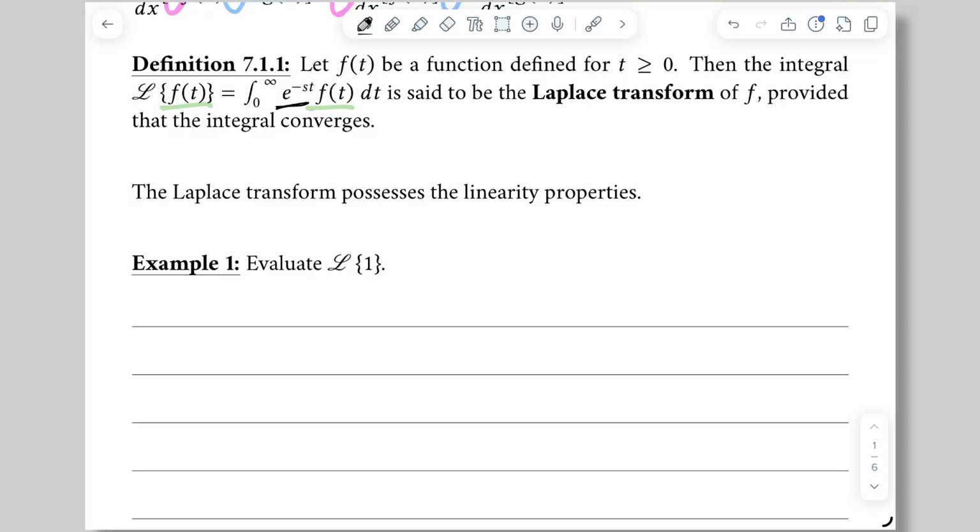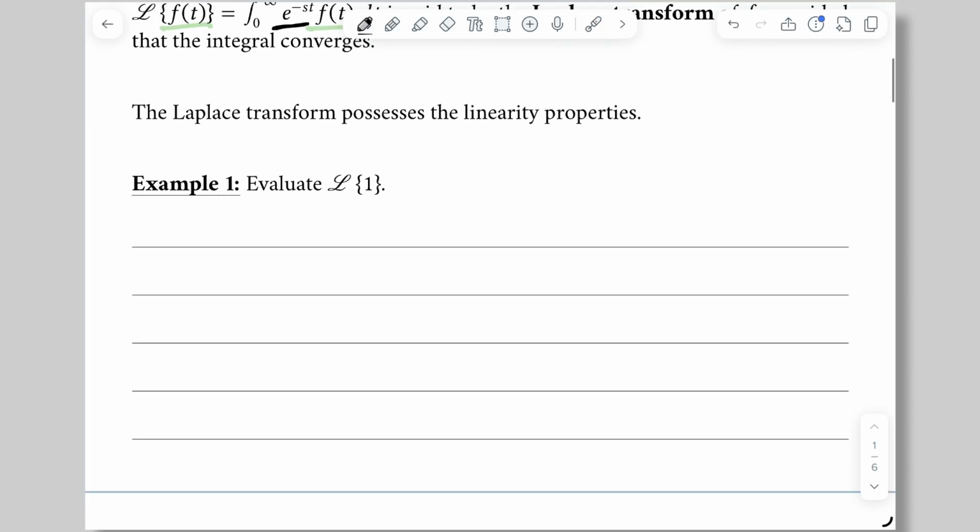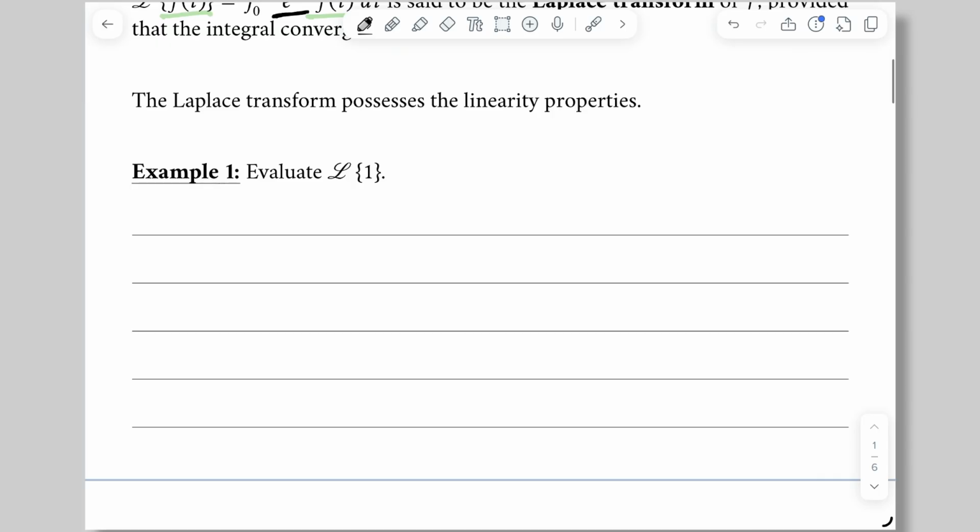The e to the negative st is part of the definition of the Laplace transform. Another part of the definition is that this integral is the transform of f provided that the integral converges. Because the Laplace transform is an integral, it possesses the same linearity properties that an integral possesses. It's a little bit difficult to talk about the integral that defines the Laplace transform without seeing it in action. So we'll see a few examples and then we can explore it more as we go.